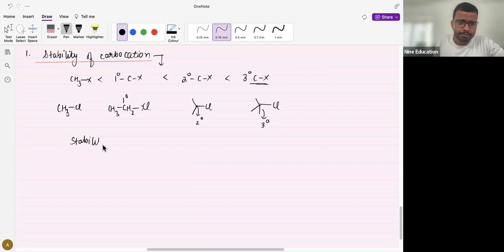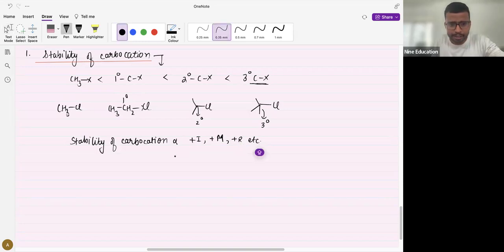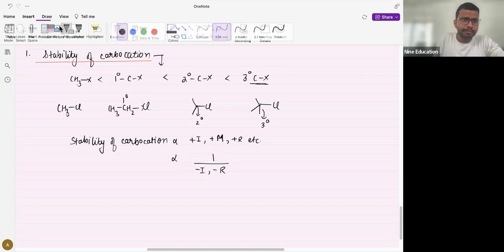And let's say we all know, for stability of carbocation, what you have to see? Stability of carbocation is directly proportional to plus effect. अगर कोई प्लस दे रहा है हाइपरकंजुगेशन से, मीजोमरिक से या रेजोनेंस से, carbocations are very less in electrons, if someone is giving, they are stabilizing the carbocation. और अगर कोई उनसे ले रहा है by minus I and minus R, so it is inversely proportional to minus I and minus R.